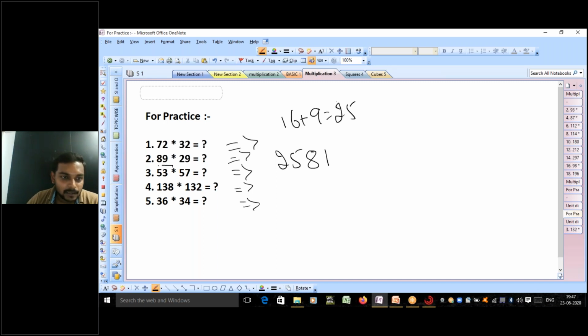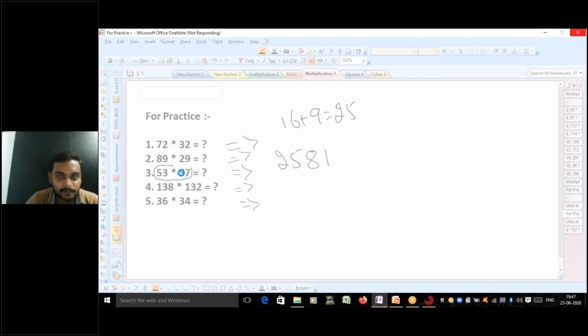Then third one. Just observe the number. Here the sum of unit place number is 10.